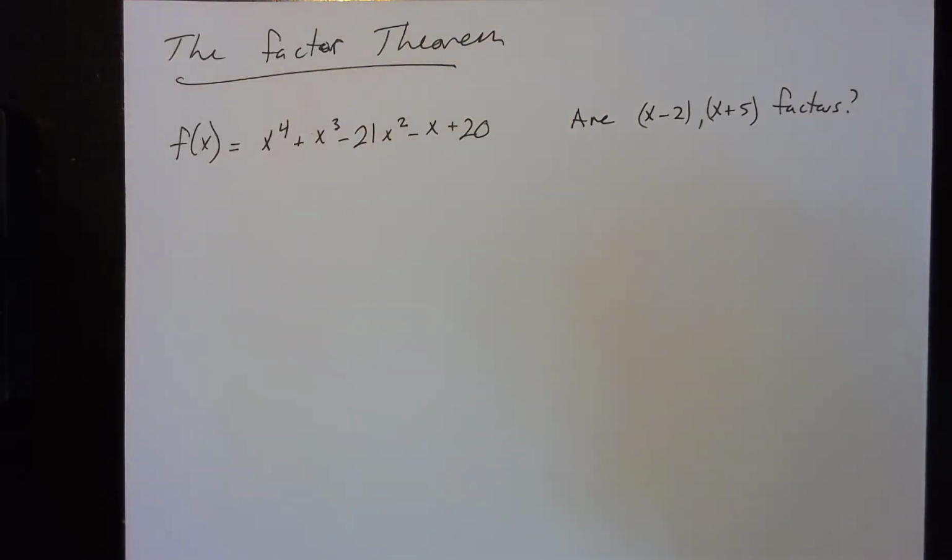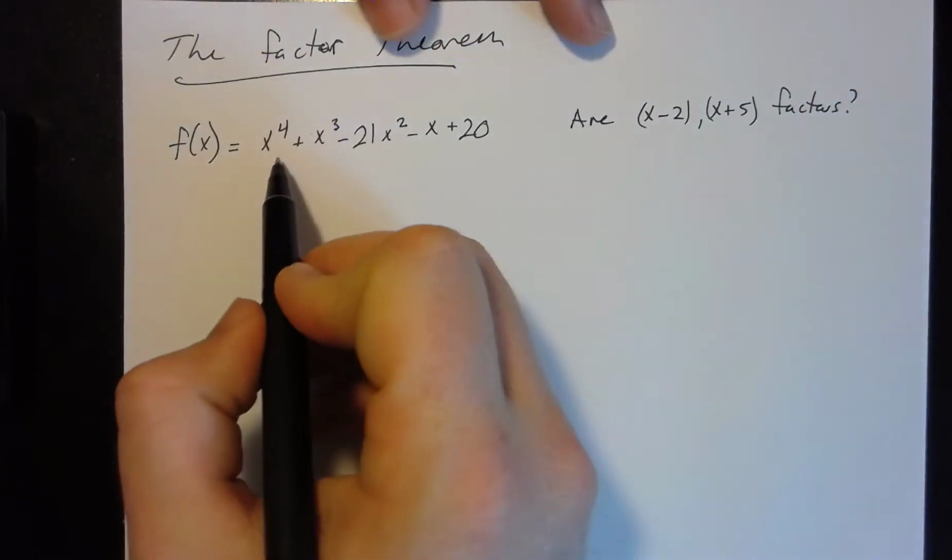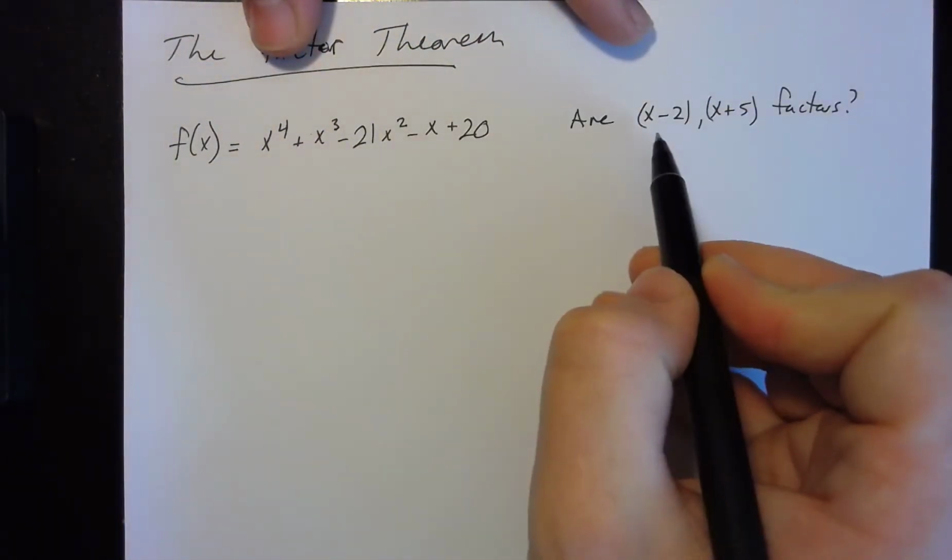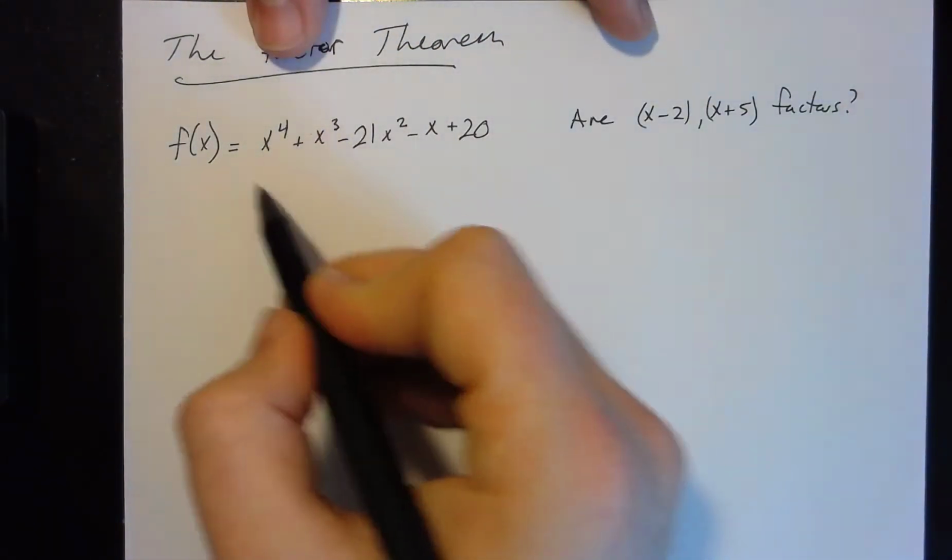In this video, we'll be building off synthetic division and the remainder theorem into the factor theorem. Now, in the last video, we spoke about the remainder theorem, and we touched base on the concept of the factor theorem, but we didn't actually show any work with it. So in this case, we're going to show, using synthetic division, that either this or this could be factors of this starting polynomial.